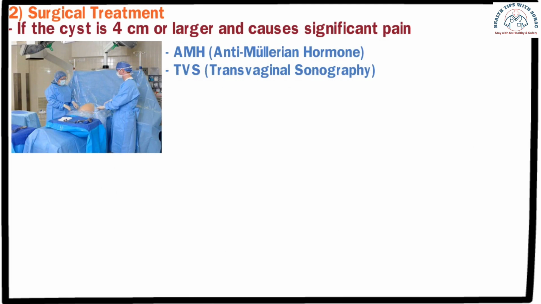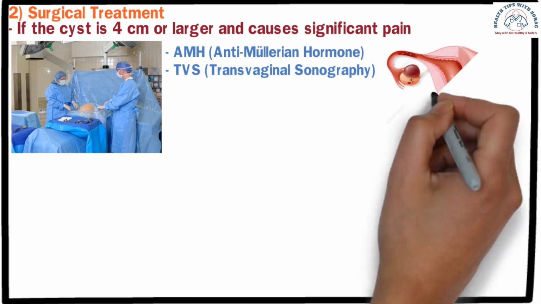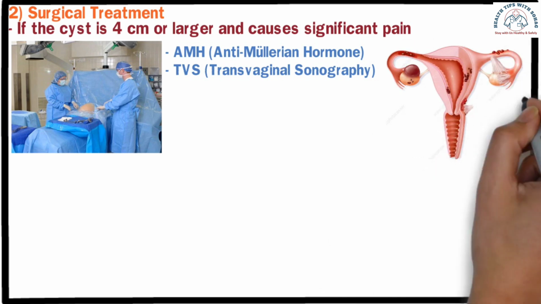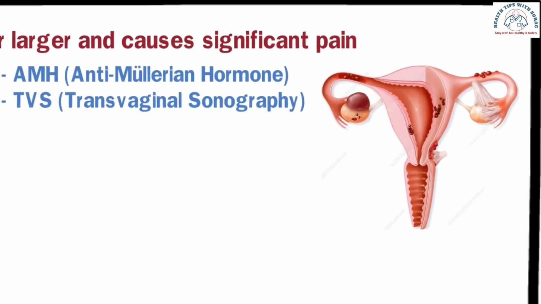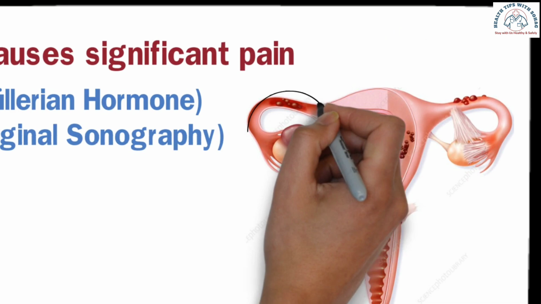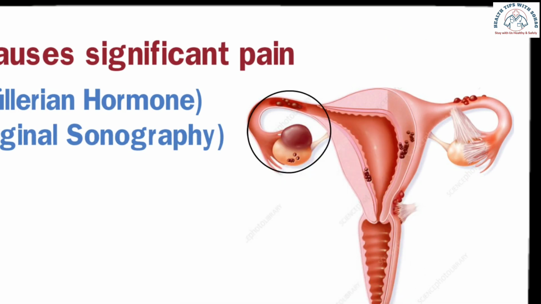Since the cyst is in the ovary, performing surgery carries the risk of damaging the ovary and fallopian tube. It is important to evaluate this risk before proceeding with this operation.